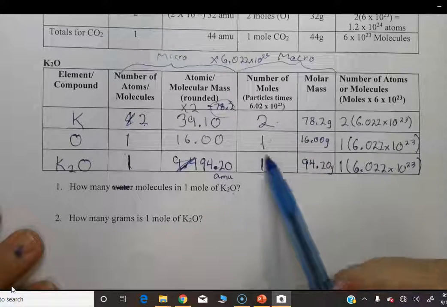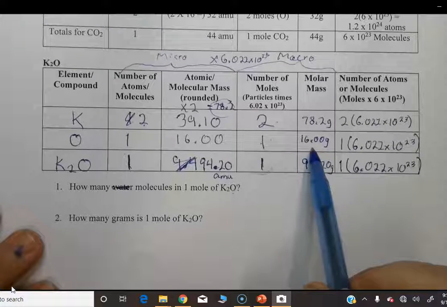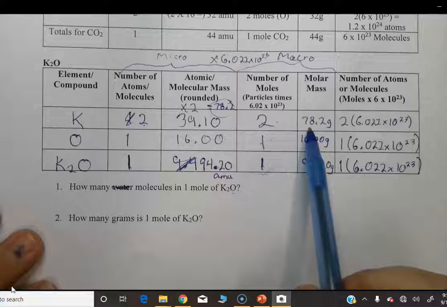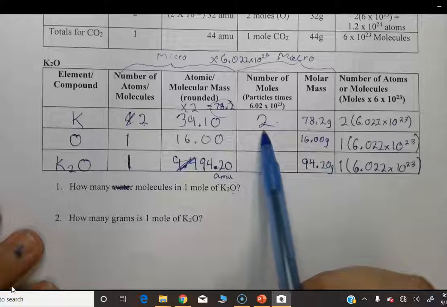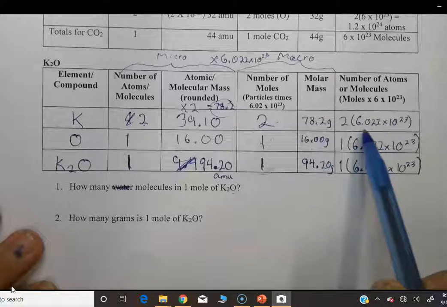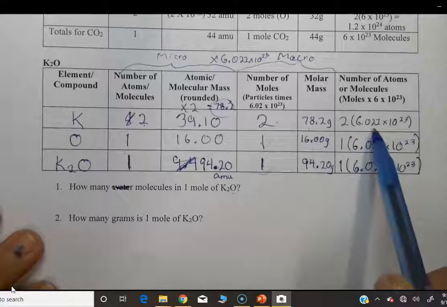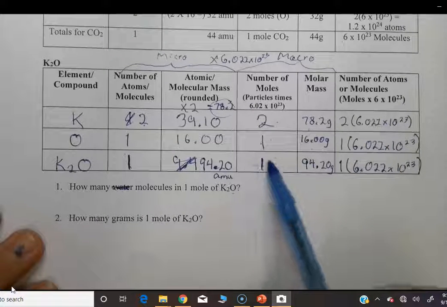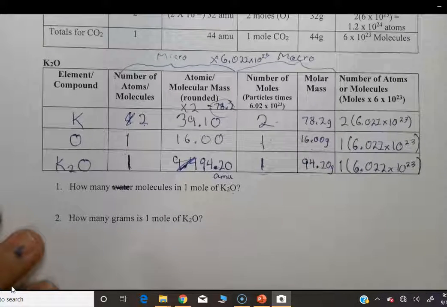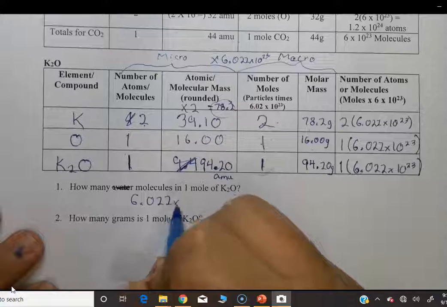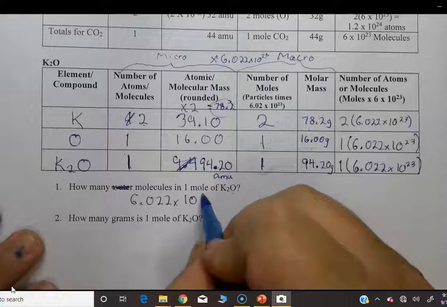So 1 mole of K2O is going to have 16 grams of oxygen. It's going to have 1 mole of oxygen. It's going to have 78.2 grams of potassium. It's going to have 2 moles of potassium. It's going to have 2 times 6.022 times 10 to the 23rd atoms in it. So that's that. If I ask you for some number other than that, you simply do a multiplication or a division. So let's see how that works. How many molecules in 1 mole? Very simple. It's 6.022 times 10 to the 23rd.